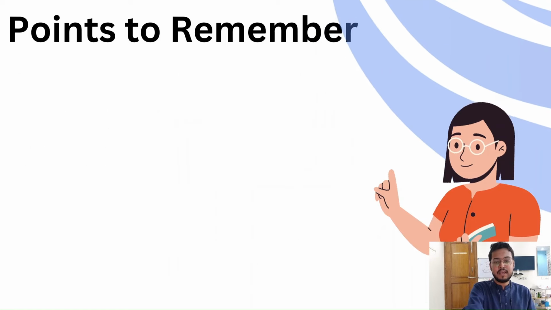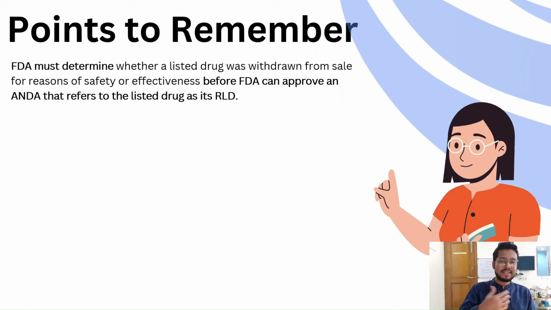Now the thing is, suppose as an ANDA applicant you have checked all the things, that it is still being marketed, you have filed the ANDA, but during the review process the RLD got discontinued from the market. Then as an ANDA applicant it is not your fault, because you have checked from your side, right, and it was working. But in that case, it becomes FDA's responsibility to check whether or why it is being discontinued from the market before it can give approval to that particular ANDA, right?